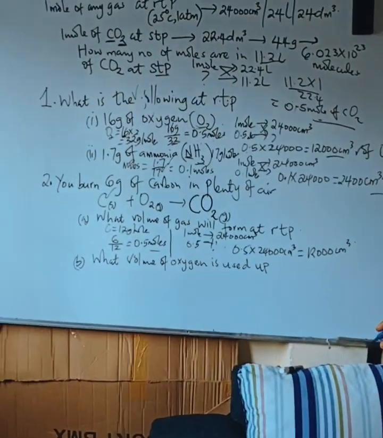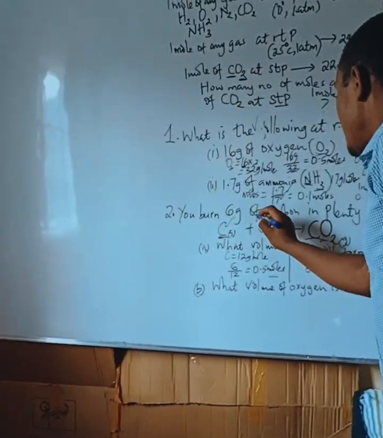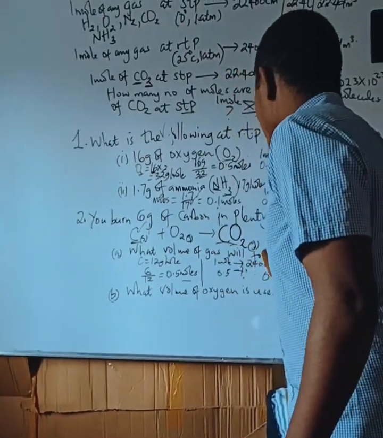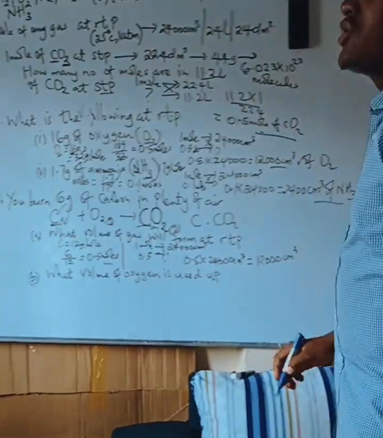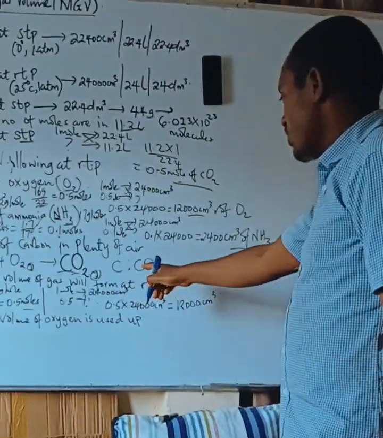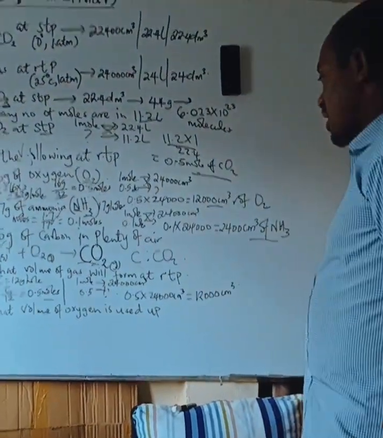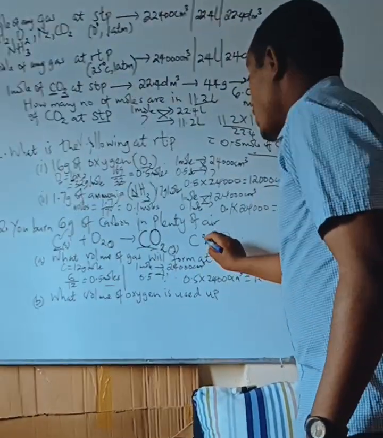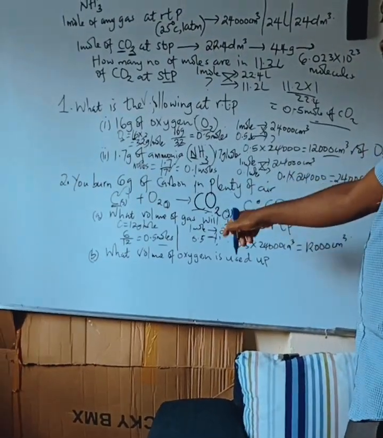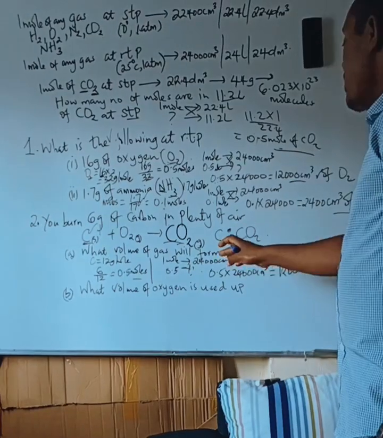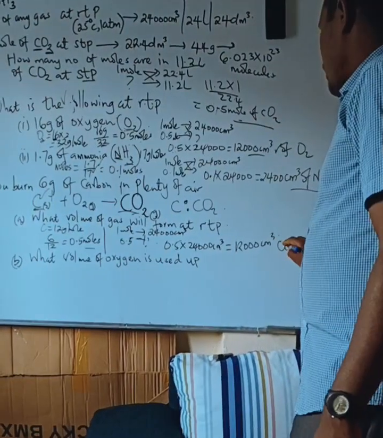And this is because the ratio of carbon to carbon dioxide is 1:1. That's why we use the stoichiometry relationship, because the number of moles of carbon will be the same as the number of moles of carbon dioxide. So it's the ratio that has helped us find the number of moles of carbon dioxide, so that when we multiply by the molar gas volume, you get 12,000 centimeter cubic of CO2 produced.